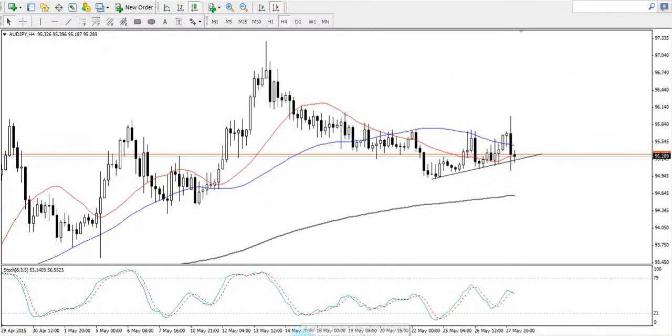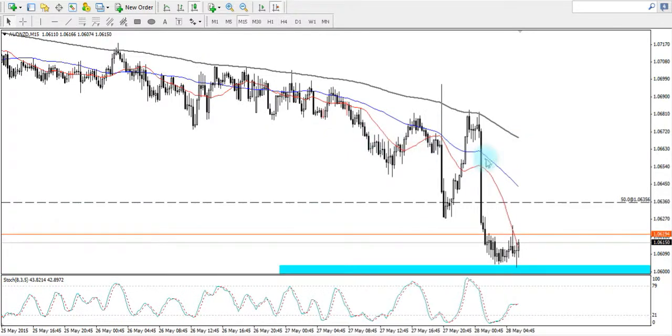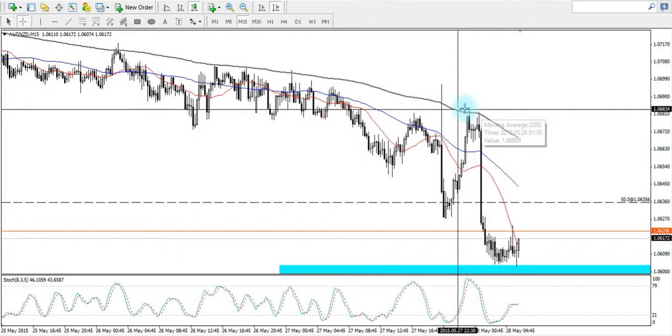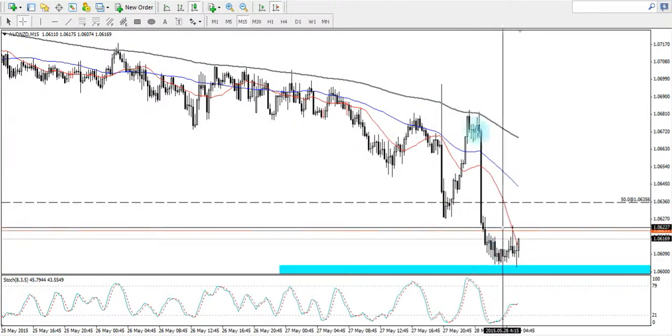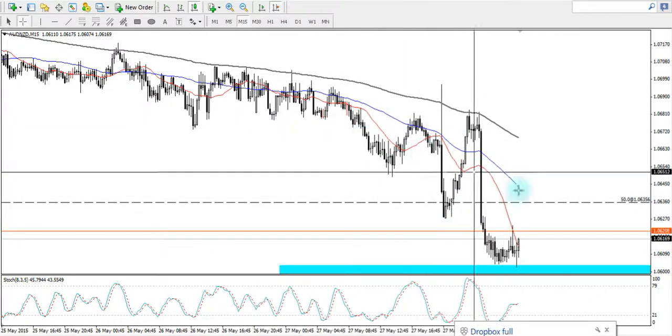And next we have the Aussie against the New Zealand dollar. We are expecting price to appreciate further from here after it got resisted numerous times at the 200 moving average, and fell all the way due to the drop in capital expenditure for Australia itself.